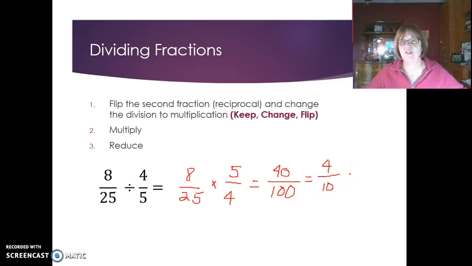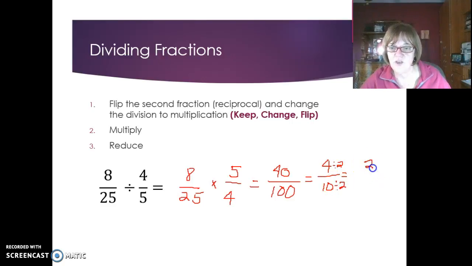Oh, but now we've just got, what do we have? We have 2 even numbers. So let's divide them both by, I mean, by 2. We already did the 10, didn't we? Both of them by 2. And we get 2/5. There we go.